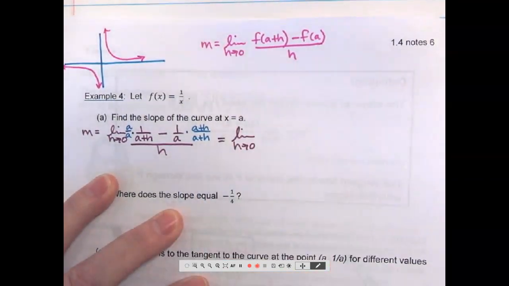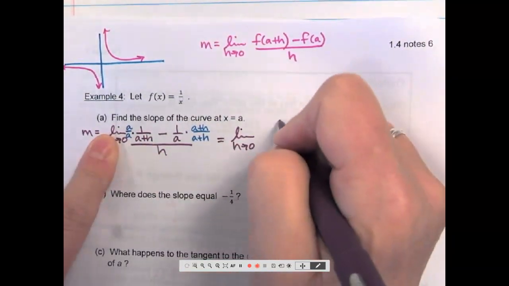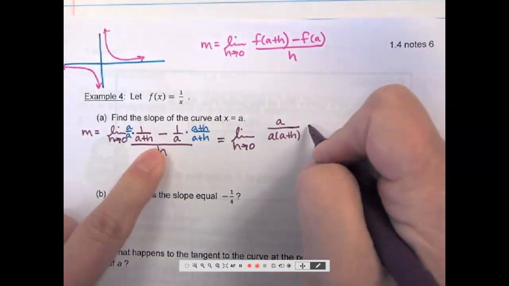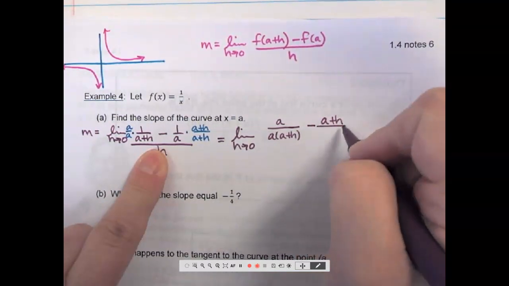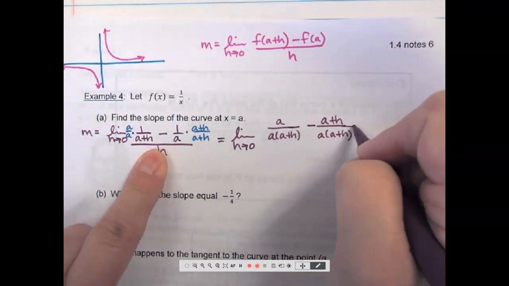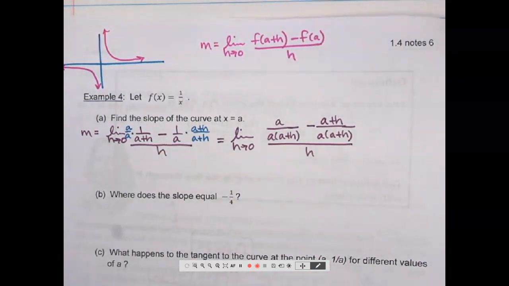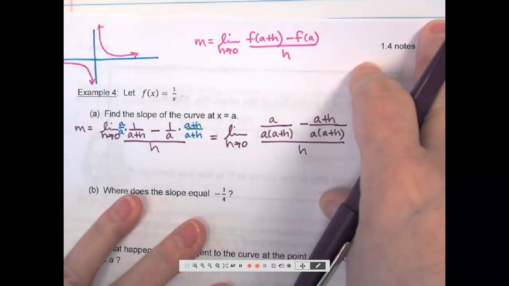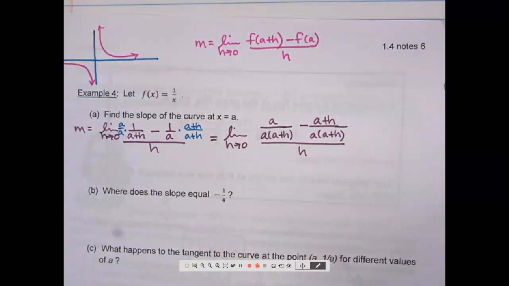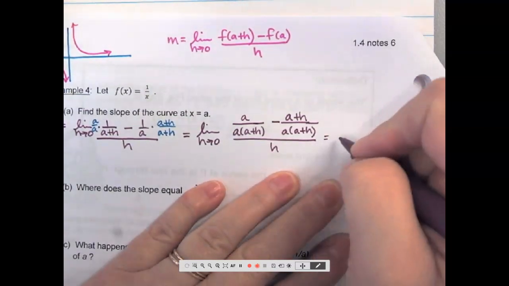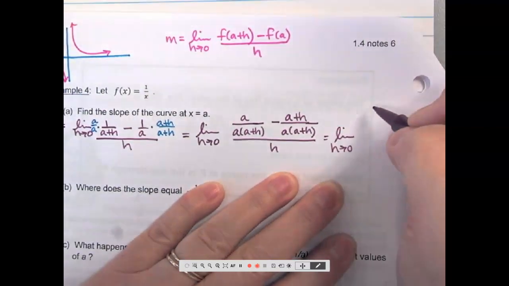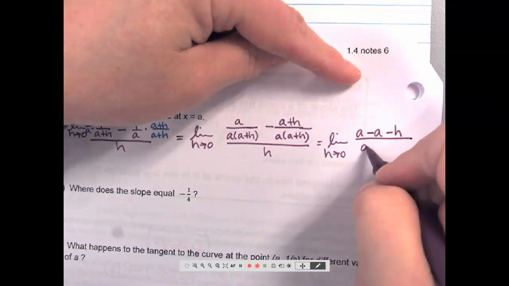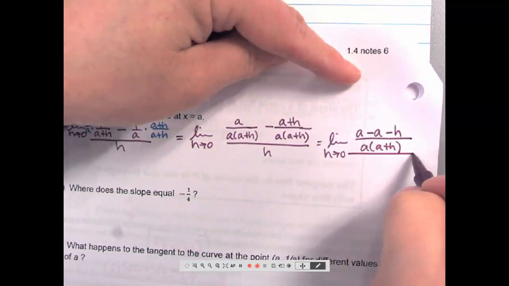Okay, so I have limit as h approaches 0. When I multiply that, I get a over a times a plus h, I might distribute in a minute, I'll see, minus a plus h over a times a plus h, all over h. And again, I can't just let h be 0 because it'll be undefined. So I've got to keep simplifying until I can sub in 0. Okay, these are like denominators, so I can combine them into one fraction. So this will become the limit as h approaches 0 of a minus a plus h, all over a plus h, all of that is over h.